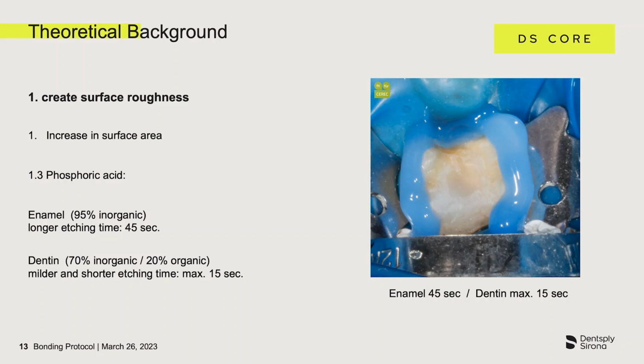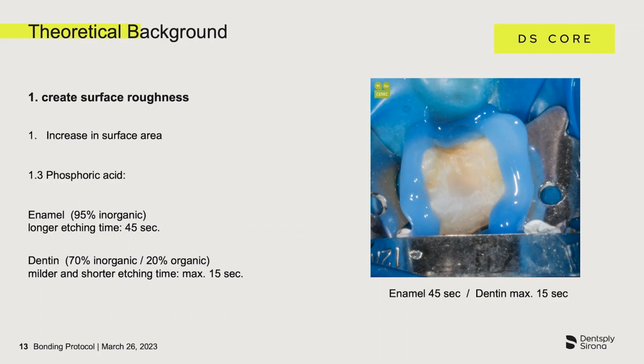Phosphoric acid is suitable for etching enamel and dentin and therefore for creating micro-retention. It should be noted here that enamel is 95% inorganic and therefore requires a longer etching time. Dentin, on the other hand, has a much higher proportion of organic components and is only 70% inorganic and therefore requires a milder etching procedure and also a shorter exposure time of the etching. Namely, phosphoric acid should only act on dentin for a maximum of 15 seconds.